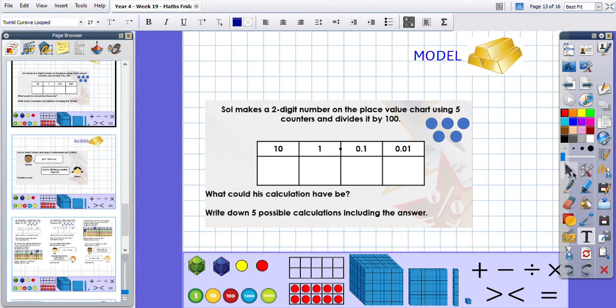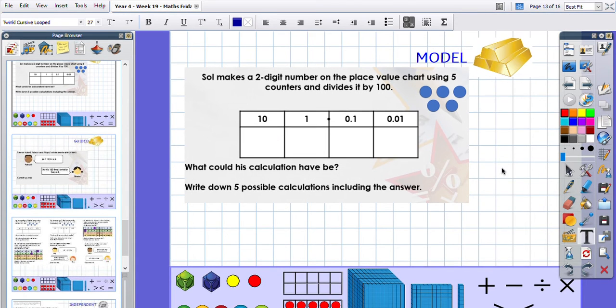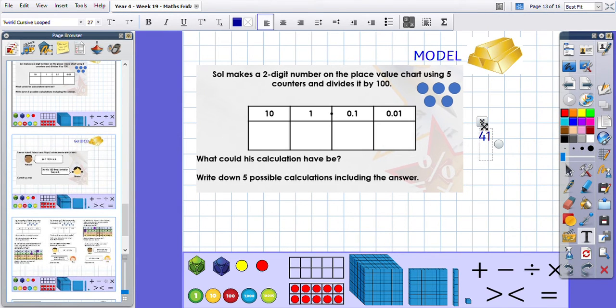Okay, so if I've got 5 counters and I'm making a 2-digit number, I could have made 41, I could have made 32, I could have made 23, I could have made 14, okay? And are there any other numbers I could have made? I could have made 50 as my 5th one. Okay, so I need 5 possible calculations.